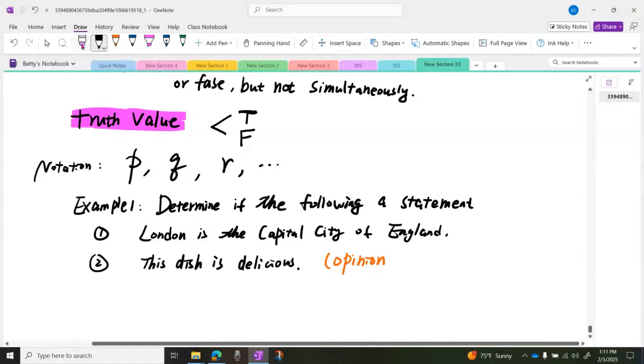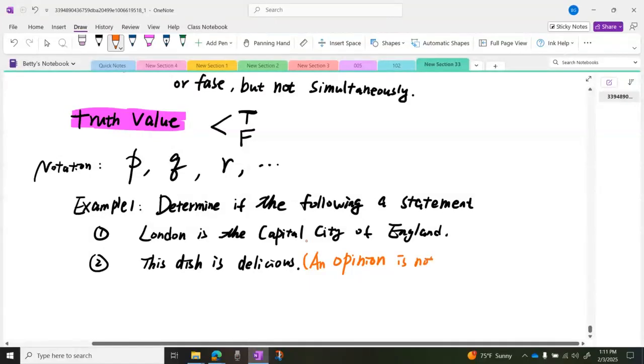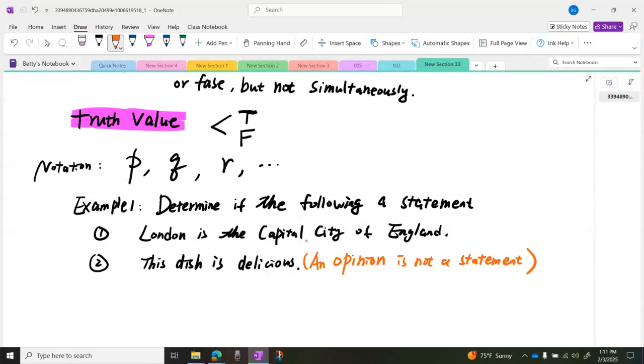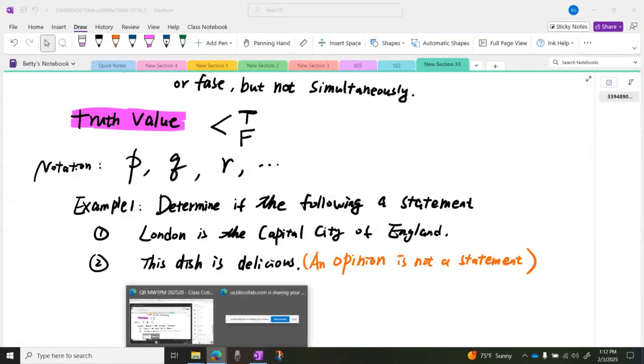An opinion is not a statement. Because we know an opinion cannot be treated as a fact, right? You think this dish is delicious, maybe I don't think this is delicious. The dish is delicious. So an opinion is not considered as a statement. Opinion is not equal to fact or non-fact.